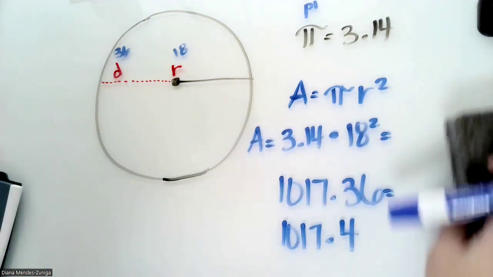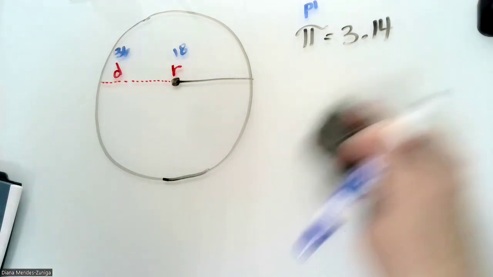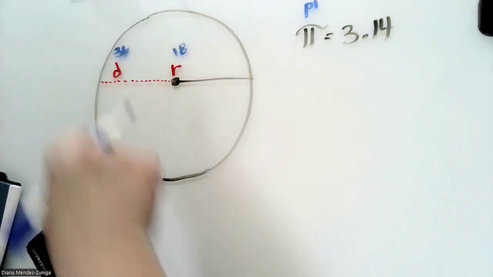Now let's get out of area and let's do the circumference. Now the circumference is all the way around, okay?